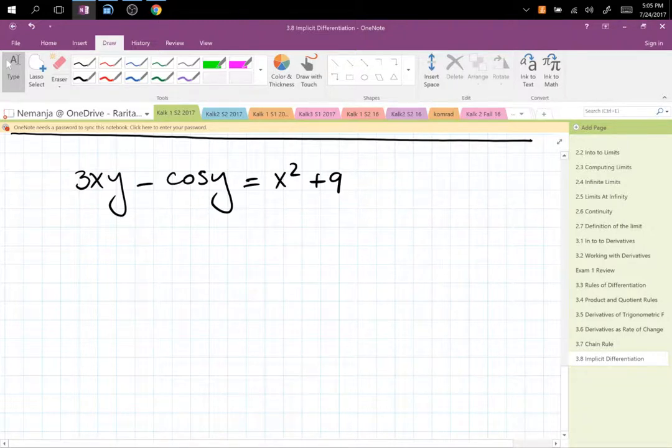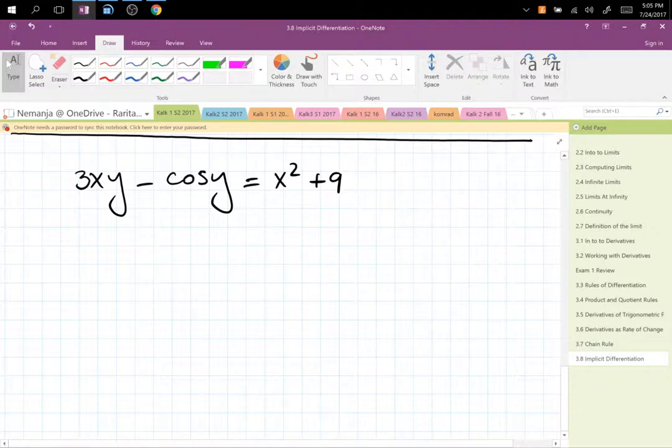Can anyone tell me what's happening in this problem? Yeah. What should I do? It's going to be 3y prime plus sine y prime equals 2x. And then you got to factor out the y prime. No? Nope. Oh. I thought I was on a roll.